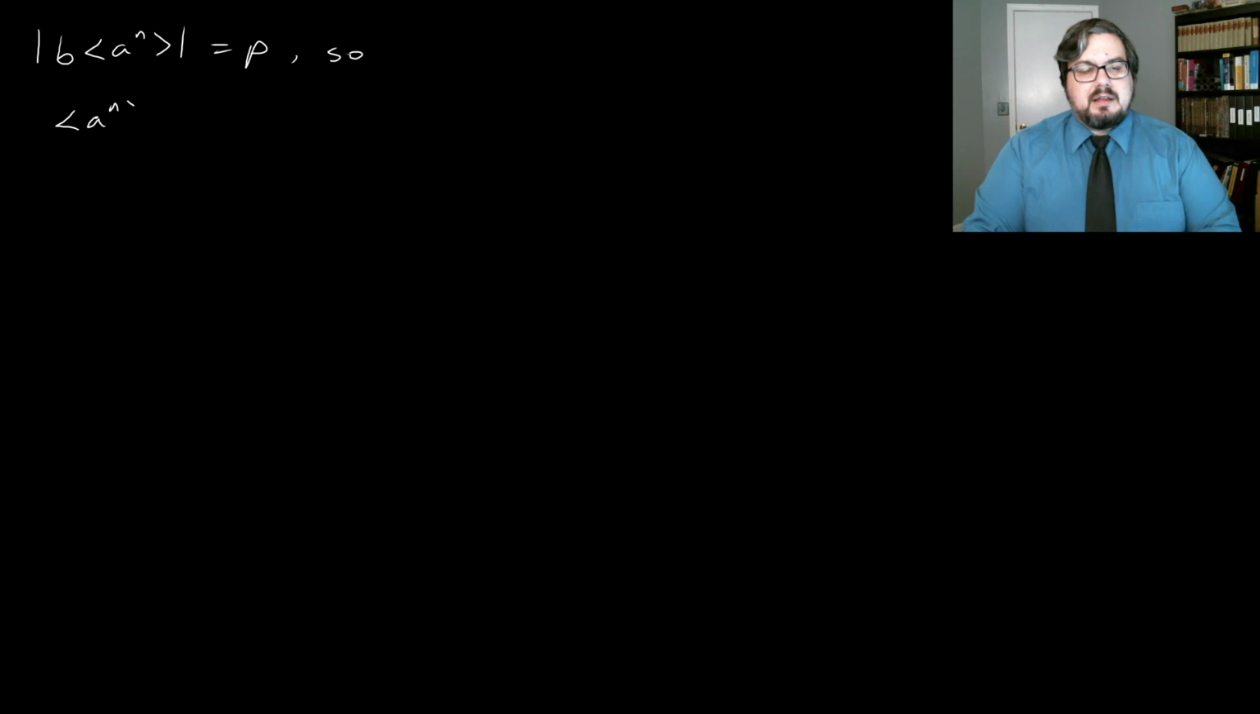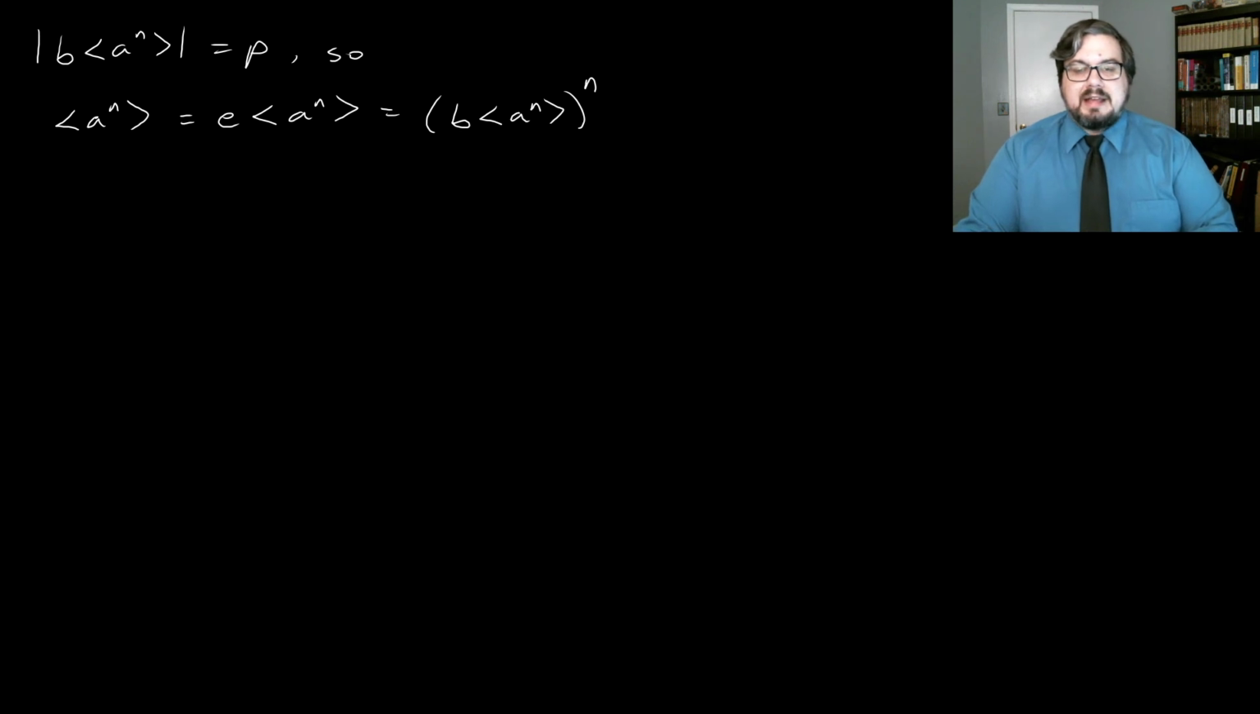Now we have that the order of B times the cyclic subgroup generated by A to the n has order p. So that means that the identity element inside G prime is equal to B times the cyclic subgroup generated by A to the n, raised to the pth power, which of course is B to the p times the cyclic subgroup generated by A to the n.